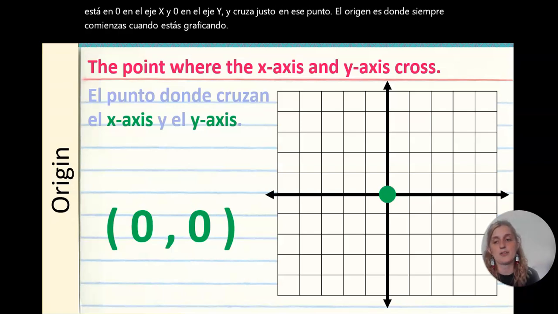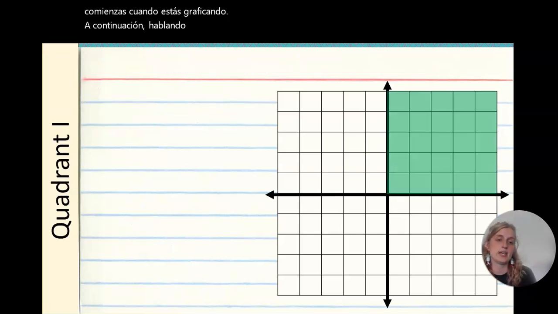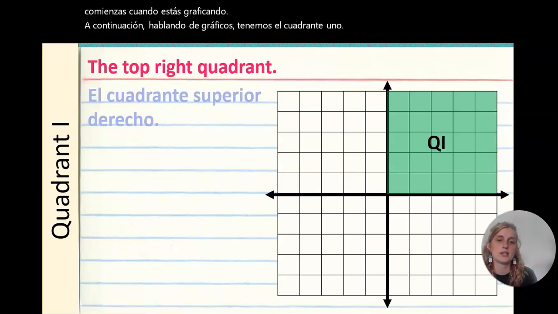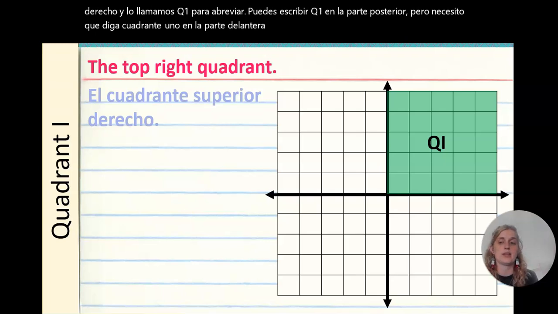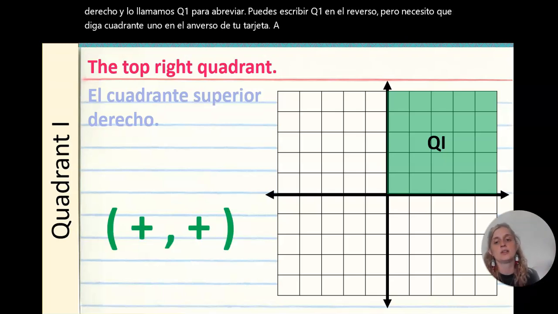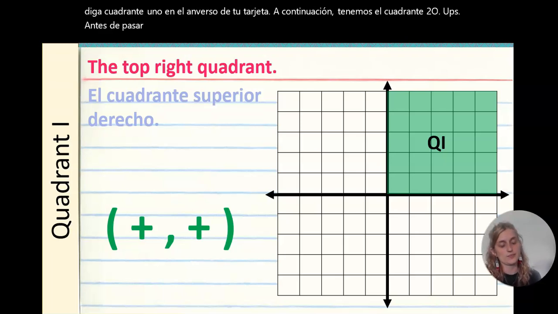Next up, speaking of graphing, we have quadrant 1. It's the top right quadrant, and we call it Q1 for short. You can write Q1 on the back, but I need it to say quadrant 1 on the front of your card. Next up, we have quadrant 2. Oh, oops, before we move on. Quadrant 1 is positives. X's are positive, Y's are positive.